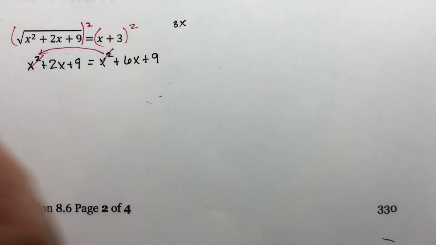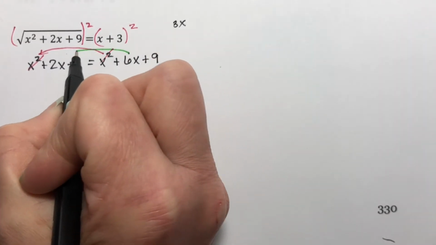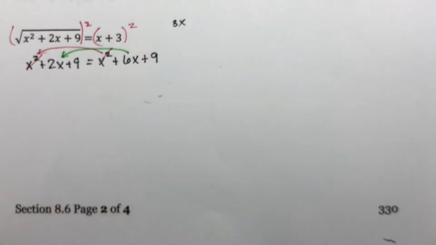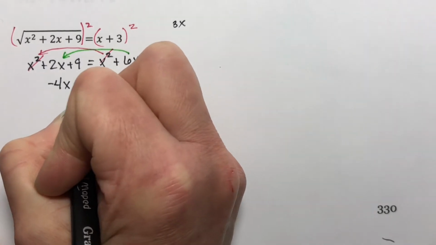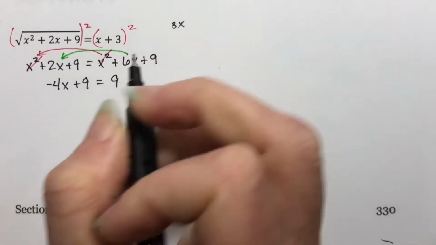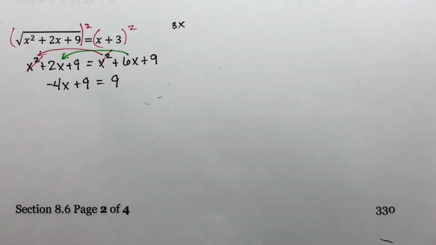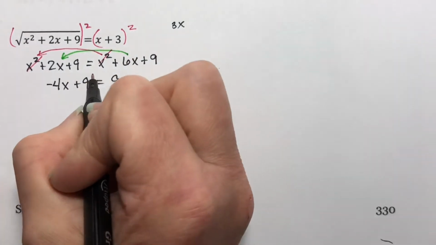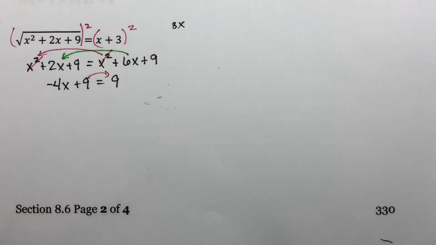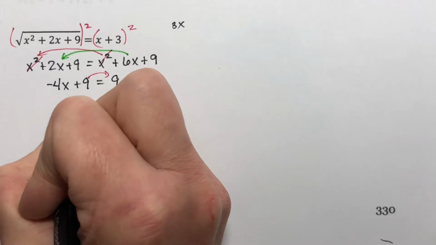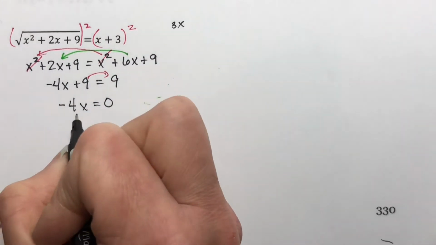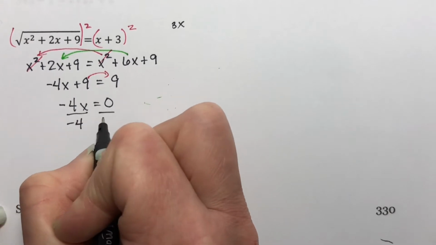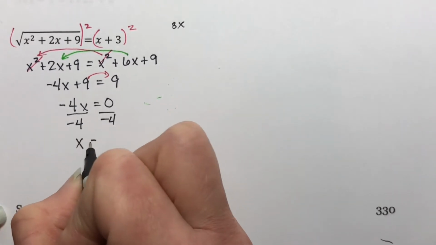Okay. So let's subtract 6x from both sides. That will give me negative 4x plus 9 is equal to 9. Now let's get the x term by itself, so I'm going to subtract 9 from both sides, and that again cancels. So I get negative 4x is equal to 0. Now if I divide both sides by a negative 4, I get that x equals 0.